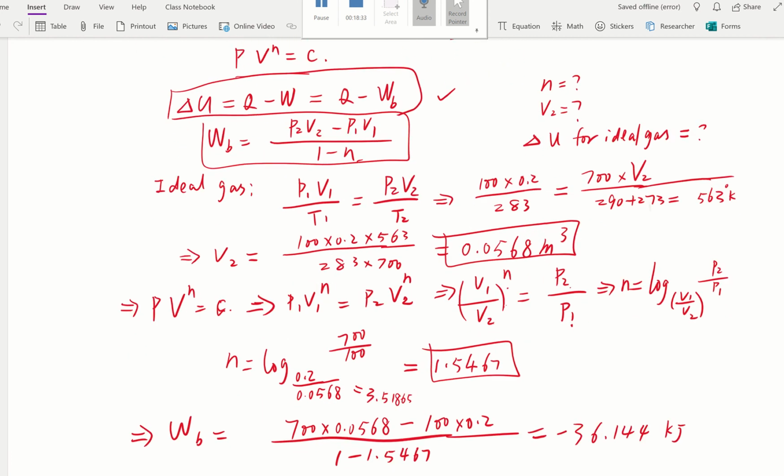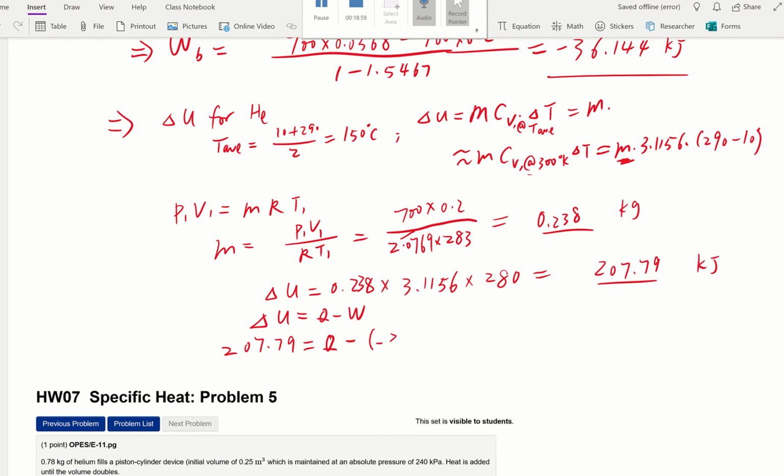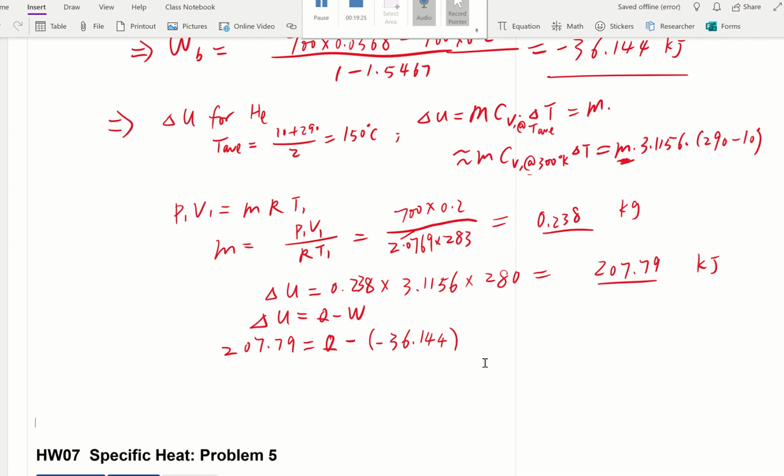Now let's go back to our most original equation. What do we have? We have delta U equal to Q minus W, and delta U is 207.79, and we're solving for Q. The boundary work you calculated is negative 36.144, okay? Be aware this is minus W, and this W has a sign convention. Work done on the system is negative, so negative minus negative is basically plus. You do want a plus because when you compress something, your internal energy does increase, right? So the sign convention is to be followed to make everything make sense.